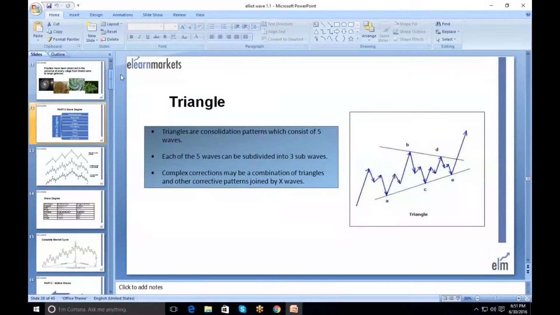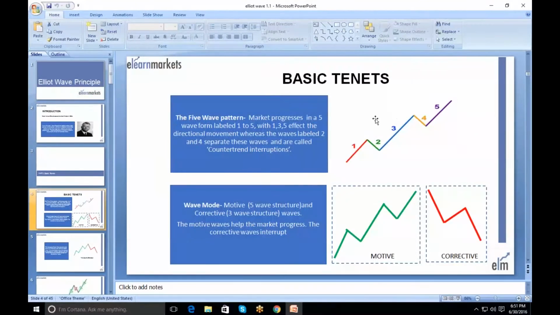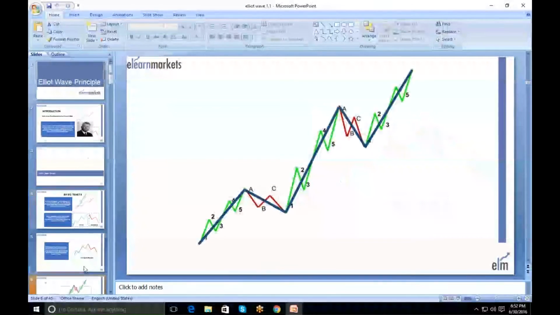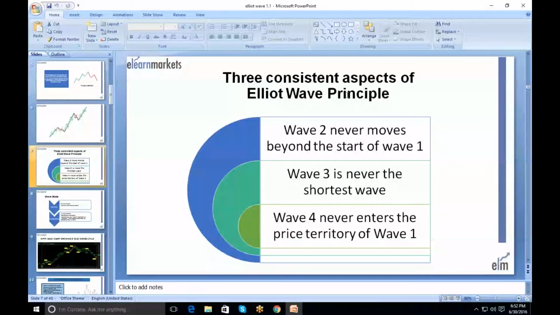Okay, so let's take it from the top, side by side. So these are the basic tenets, the 5-wave pattern. We discussed the wave mode, the 5-wave motive waves, and the 3-wave corrective waves. Then we discussed the complete cycle, which comprises 8 waves and 2 distinct phases, the motive and the corrective. Then we spoke about the consistent aspects of Elliott wave as visible on your screen. Wave 2 never moves beyond the start of wave 1. Wave 3 is never the shortest wave, and wave 4 never enters the price territory of wave 1.